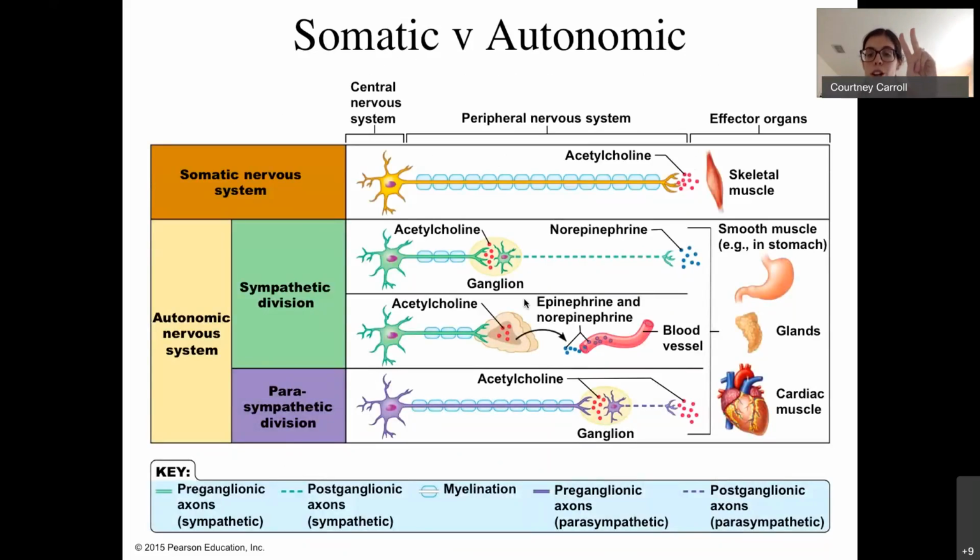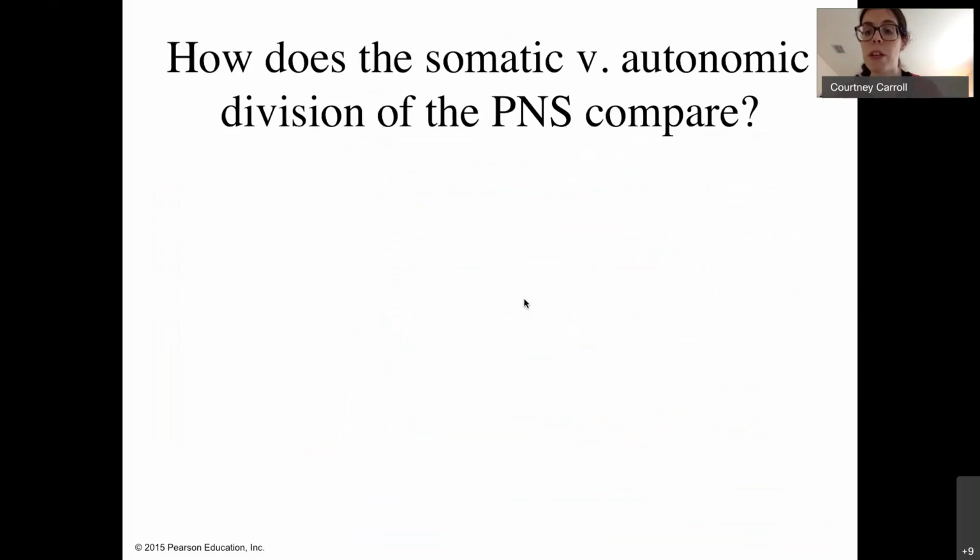Both of them use a two-neuron chain, and their targets are going to be your involuntary muscles, your smooth muscle and your cardiac muscles, as well as glands. And whereas your somatic nervous system just uses acetylcholine, your autonomic nervous system uses three different neurotransmitters: acetylcholine, norepinephrine, and epinephrine. Okay, so a question you might see would be asking you to compare those. That's one of the discussion questions for the last part of the nervous system, comparing the somatic and the autonomic divisions of the peripheral nervous system, or the PNS.